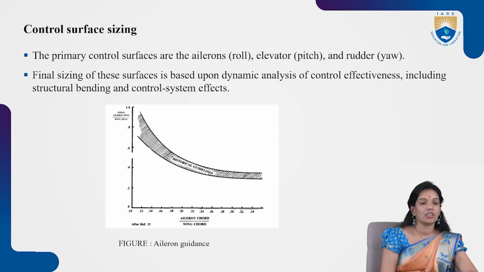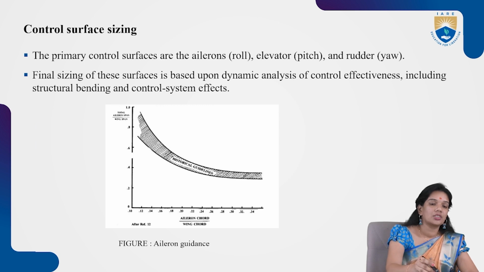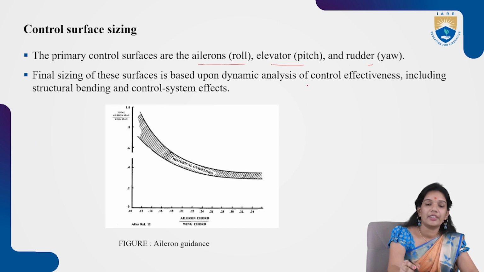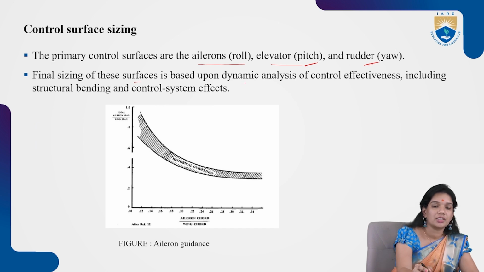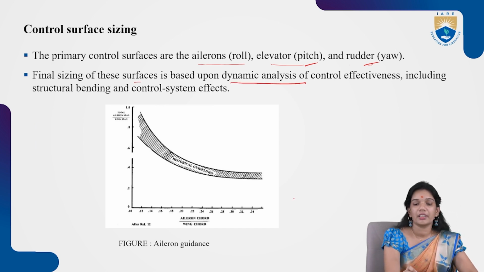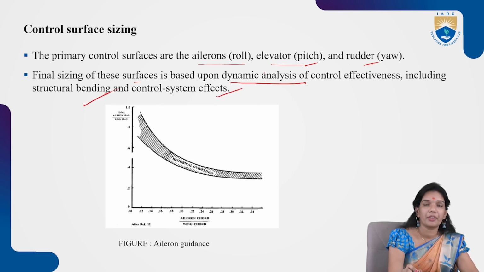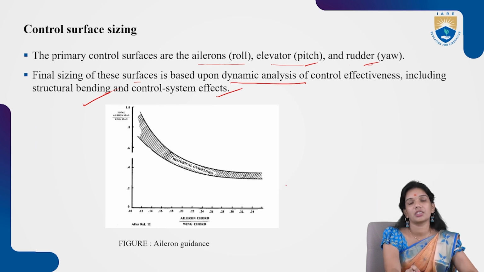Right. The next is your control surfaces, the sizing of control surfaces. The primary control surfaces we all know: aileron, elevator, rudder. Ailerons for rolling movement, elevators for pitching movement, and a rudder for yaw motion. So the final sizing of these surfaces is based upon a dynamic analysis of control effectiveness, which should include structural bending and control system effects, right? The effect of the control system and also the structural bending of it.